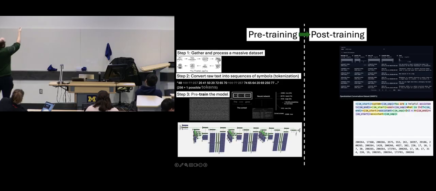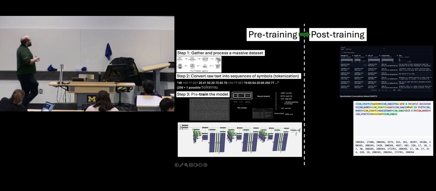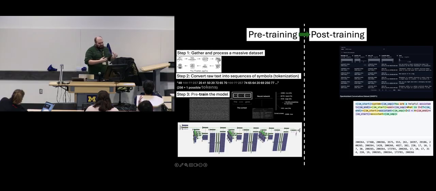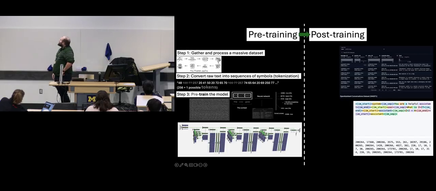The general pipeline, essentially, is that you gather this massive data, you convert it into tokens, and then you pre-train the model. Pre-training the model is what creates this, essentially, probability distribution. And then post-training is what gives it a personality. GPT stands for Generative Pre-trained Transformer. The pre-trained is there. What gives it the assistant-like personality comes in the post-training.